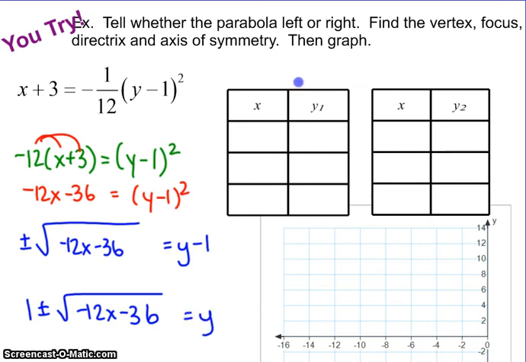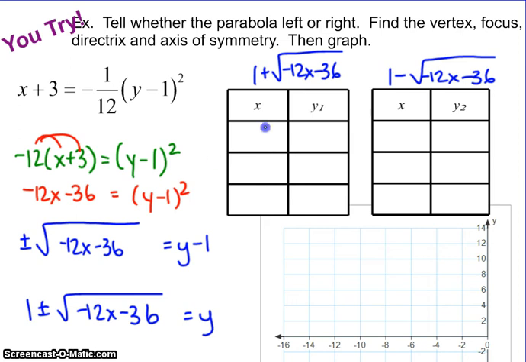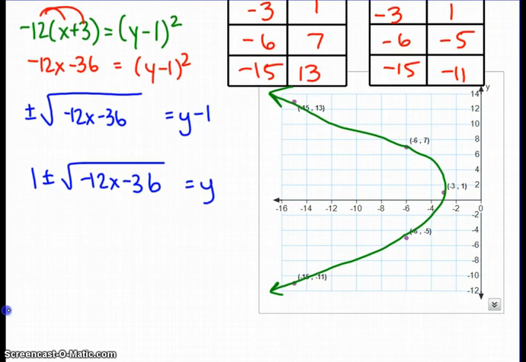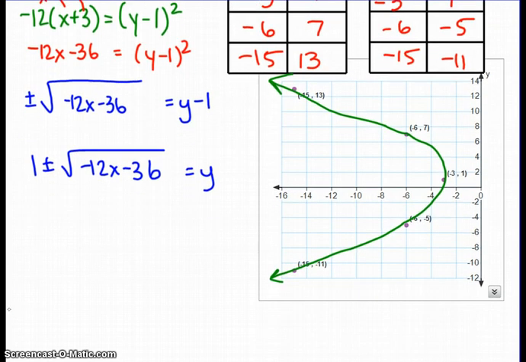All right, so you're going to have two graphs here. You're going to have 1 plus the square root of -12x minus 36 and 1 minus the square root of -12x minus 36. Remember that you're going to start by putting the vertex in the column. So our h is going to be -3. So -3 goes in both this box and this box. All right, go ahead and pause if you haven't already. Type this in your calculator and fill in the rest of the table. All right, so here we filled in the two tables, and there is the appropriate graph for this particular problem.